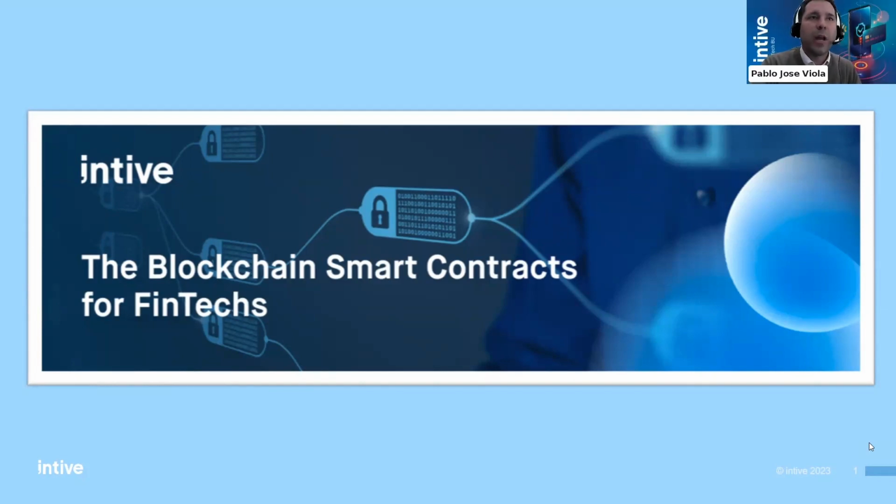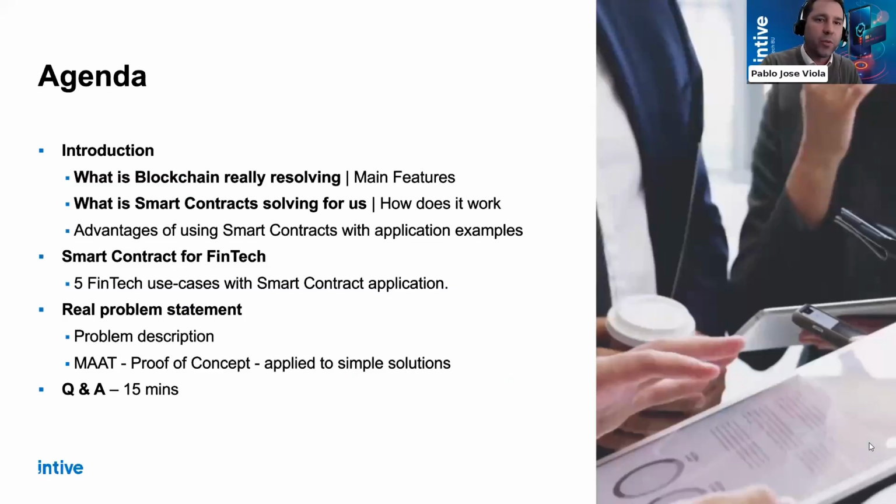And let me go directly to the agenda we have proposed for today. We are going to start with an introduction about what blockchain and blockchain smart contracts solve for us. What are the main features and how does it work? We're going to see with a very simple example what are the steps we need to follow to have a smart contract working for us, and also we are going to identify the advantages of having one of them working for our business.